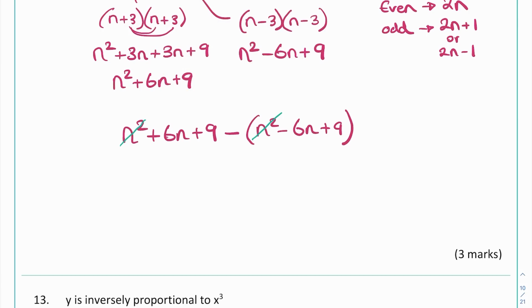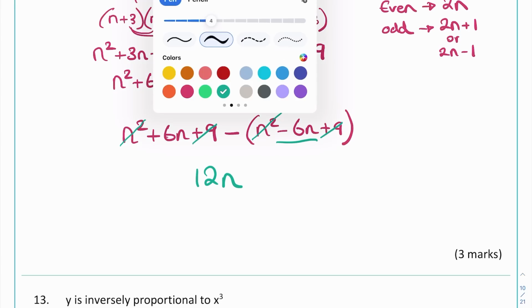I've also got 6n, and I'm going to take away negative 6n. And when you take away a negative, that turns into a positive. So that's going to be 12n. As well as that, I have plus 9, take away plus 9, so they're going to cancel out. So all I'm left with is 12n.